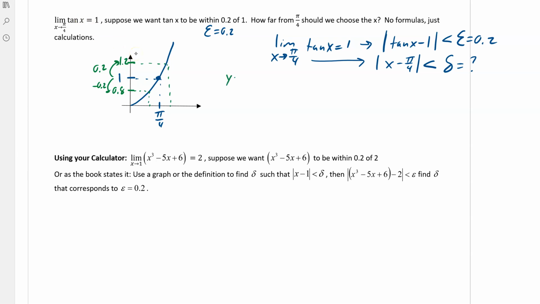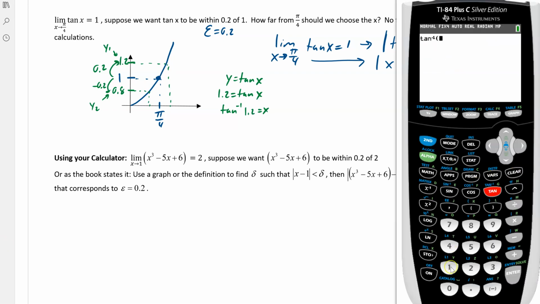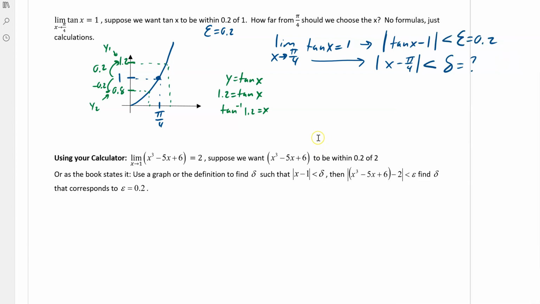So our y value here is tangent x. And again, that's our first y, and that's our second. So we can plug it in. So the 1.2 will go here, and the 0.8 will go here. So 1.2 equals tangent x. So we use the calculator to find the inverse tangent of 1.2 to equal x. So inverse tangent of 1.2, and we get 0.8761.